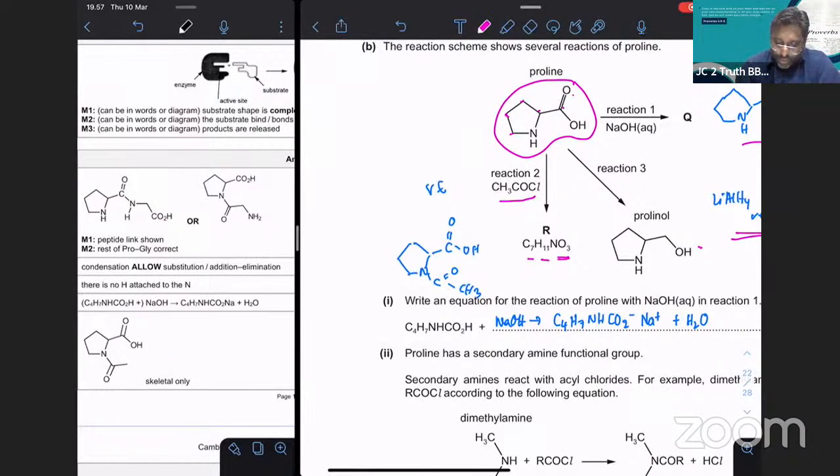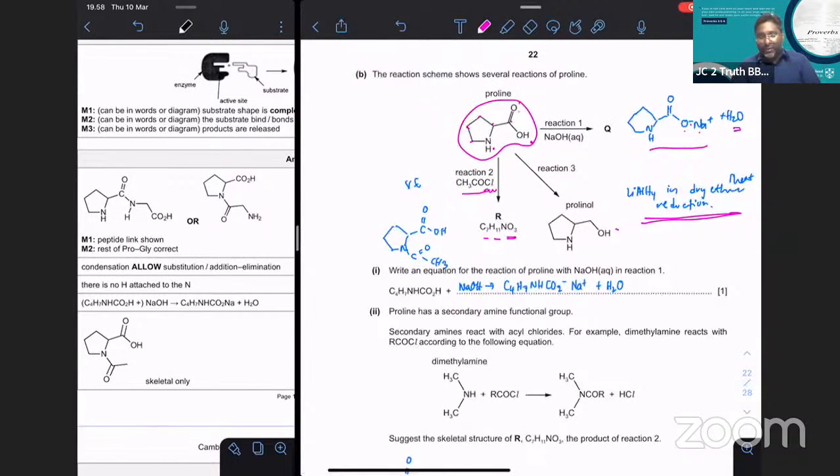So what is happening over here? They are going to actually react. This one is a carboxylic acid, and this is an amine, and then they react with this. Maybe later we need more information on this, so let's hold on to this first.